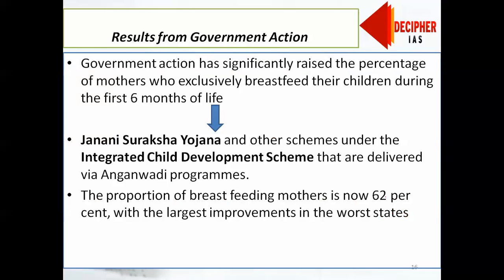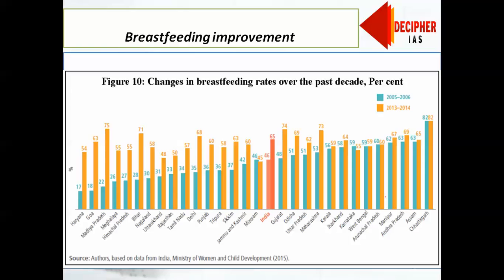Now, what results have we found from government action? First of all, it has raised the number of exclusively breastfed children during the first 6 months of the child. See here. In India, previously, that is during 2005-6, 46% of the mothers were breastfeeding their children. This has now increased to 65%. I think this is a 20% rise. The percentage has increased by 20%.